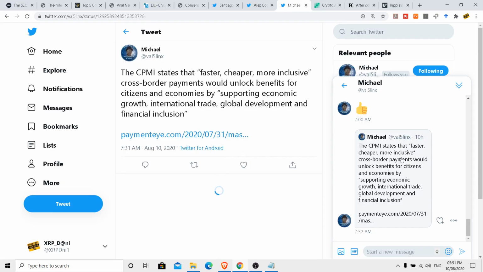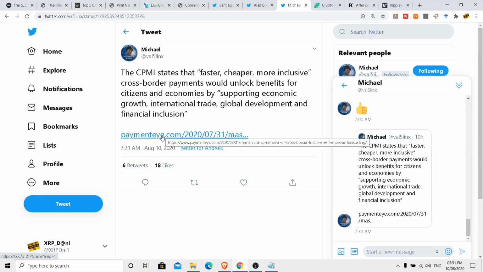Now Michael just sent me this in the morning. The CPMI states the faster, cheaper, more inclusive cross-border payments would unlock benefits for citizens and economies by supporting economic growth, international trade and global development. Now I'll go through the entire document and come to you guys in the next video for sure.